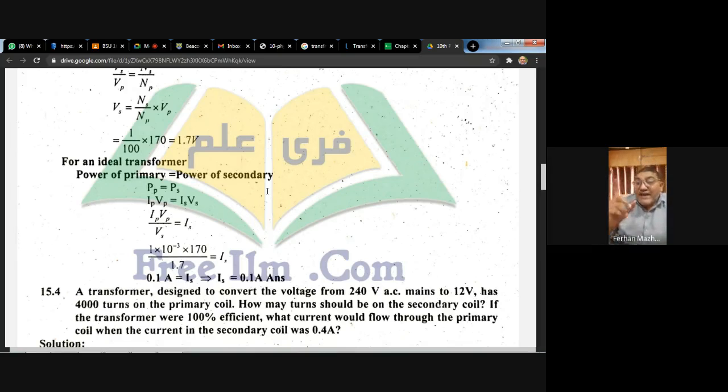You see, this numerical is a little longer. If this numerical comes in the paper, it will definitely come in the long questions, because this numerical can be of 4 or 5 marks. But do you understand this numerical?